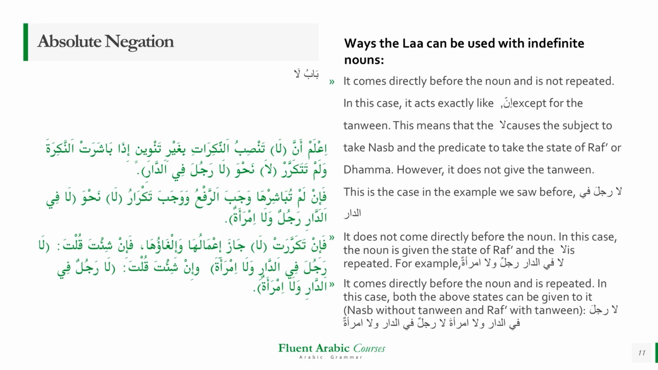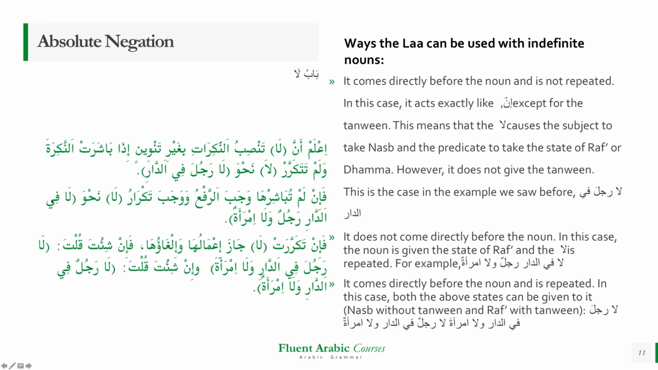But if the la does not come directly in front of the noun, let's see what happens. فإن لم تباشرها وجب الرفع ووجب التكرار. If the la is not directly in front of the noun, then you have to give the state of rafa. And Ibn Ajrum says you have to repeat the la, as in the sentence لا في الدار رجل ولا امرأة.